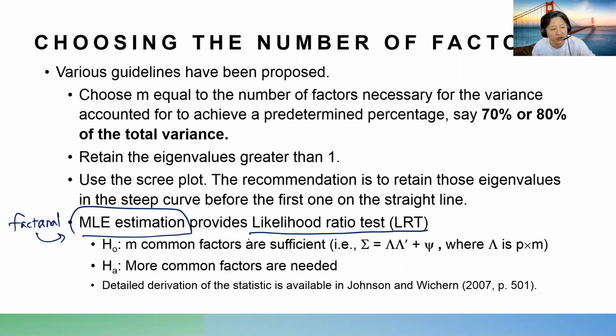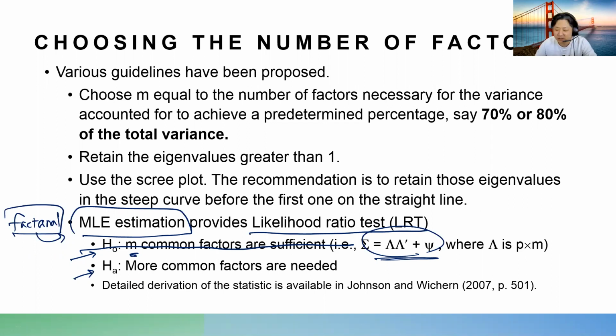Okay, so the null hypothesis is that M factors are sufficient, and the alternative hypothesis is that more common factors are needed. Based on some matrix formulations, they tested a likelihood ratio test. If the p-value is less than 0.05, we reject the null hypothesis. That means we need more factors. So the factanal package provides this information.